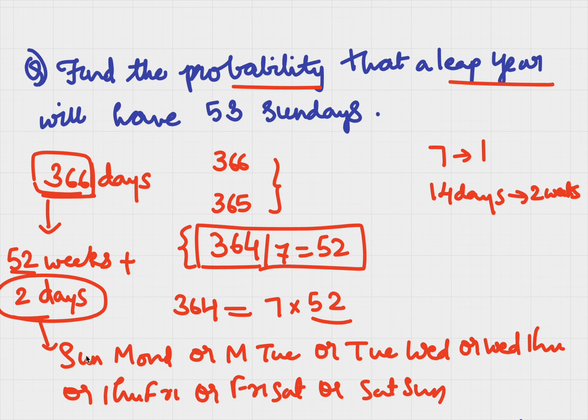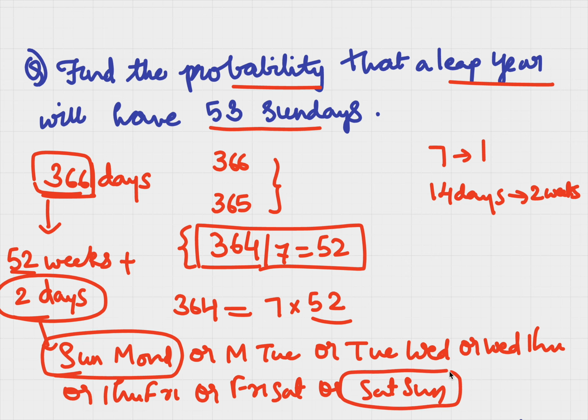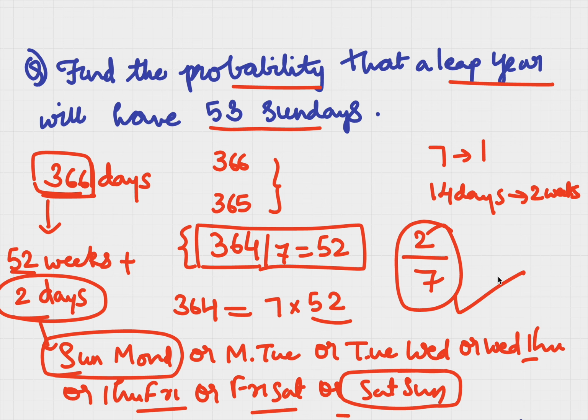But we want to see the probability that it will have 53 Sundays. So this is our favorable outcome, because the 2 days can be Sunday, Monday, or this could be our favorable outcome. So 2 is our favorable outcome out of 1, 2, 3, 4, 5, 6, 7 possibilities. So our probability is 2 by 7. I hope this is clear.